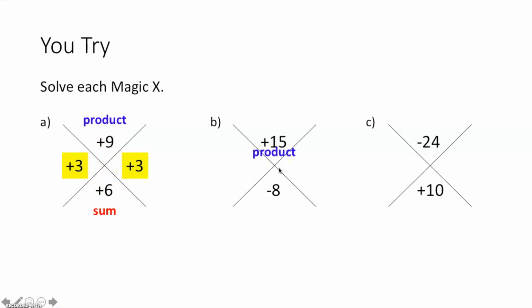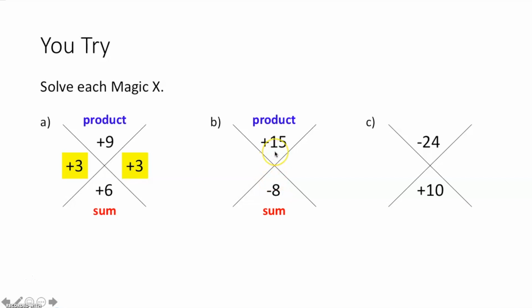Let's try this one. Two numbers that multiply together to make 15 and add together to make negative 8. Well, since the product is positive and the sum is negative, that means these two numbers would both have to be negative, because when you multiply a negative times a negative, you get a positive, but when you add them, it'll still be negative. So two numbers that multiply together to make positive 15, add together to make negative 8.